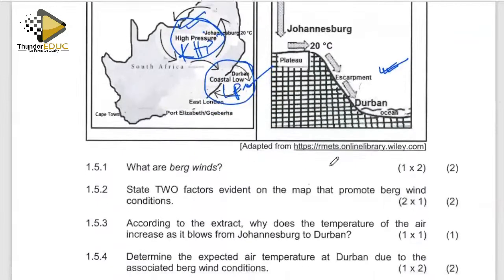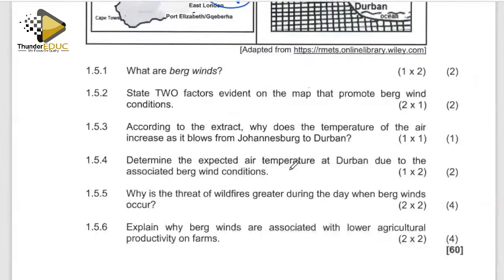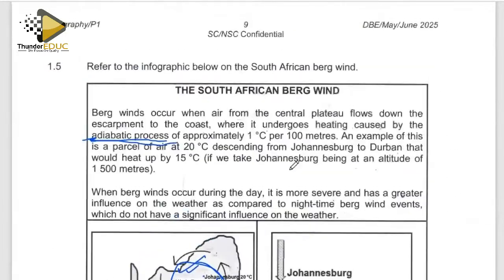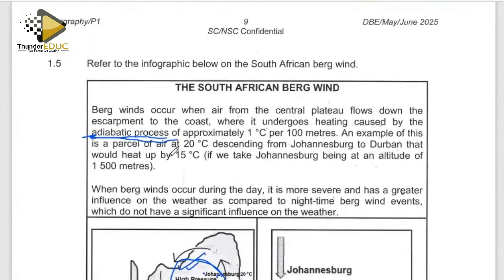So that's the response. Determine the expected air temperature at Durban due to the associated backwind conditions. Let's go to our extract and check. The air parcel is at 20 degrees Celsius. Descending from Johannesburg to Durban, that would heat up by 15 degrees Celsius, because we are expecting a decrease in altitude by 1,500 meters. Because of the rate of adiabatic heating, which is about 1 degree Celsius for every 100-meter descent, it will heat up by 15 degrees Celsius as it descends over an altitude of 1,500 meters.